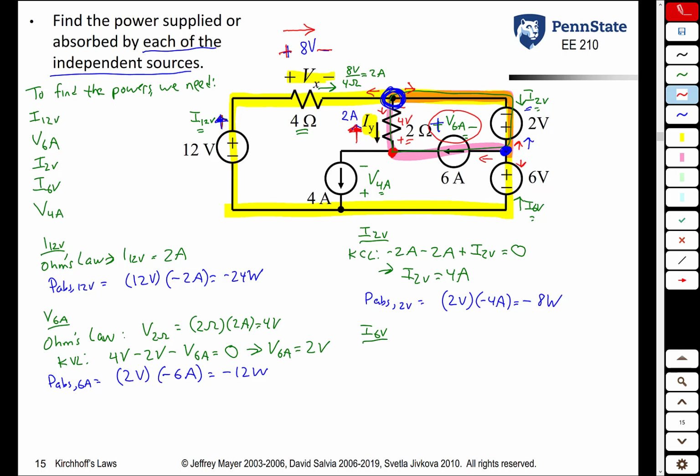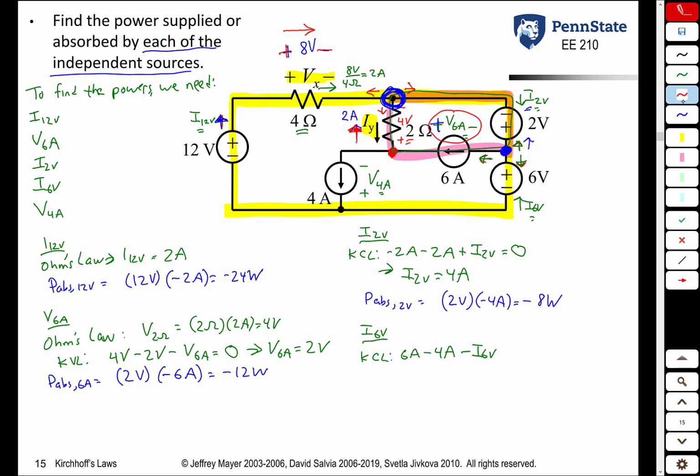And this is a current we're looking for. So we can now apply KCL again. Current to the left is 6 amps. Current going up is negative I sub 2 volts. I sub 2 volts was 4 amps, so it's going to be minus 4 amps. Current going down is this new variable we're looking for. It is negative I sub 6 volts.